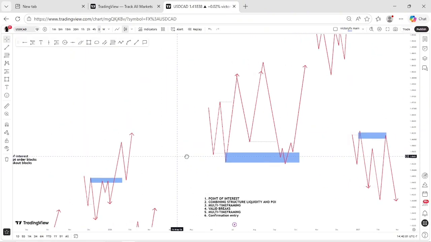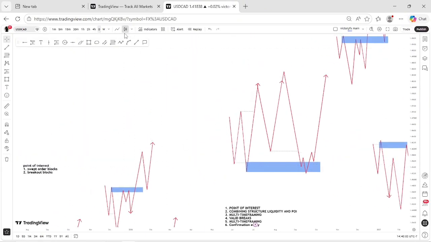So what time frame do I use for my multi-time framing? Now, number one is that I start from the daily time frame. Daily time frame for my what? Bias. Then 4 hours time frame for shifting structure.